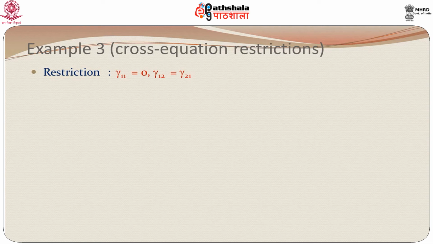So in this case, two equations are involved in forming the restriction. Since γ11 is equal to 0, as before we have F11 is equal to 1 and F12 is equal to 0. So that is as far as the first row of F is concerned.